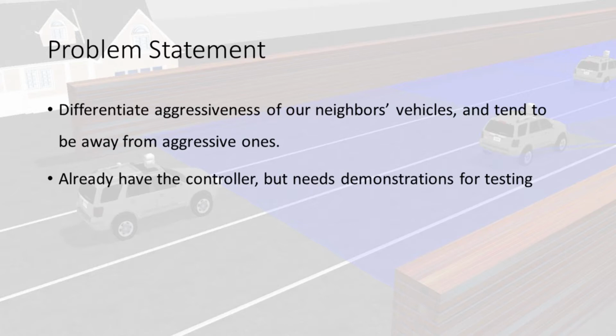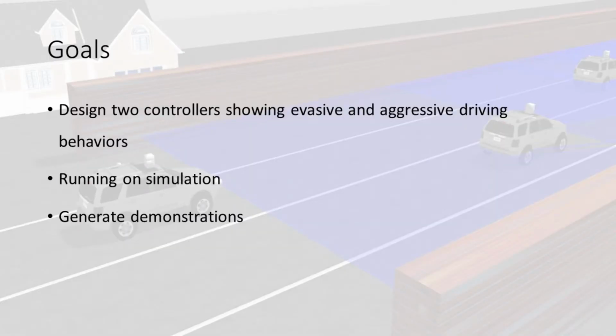My colleague has done working on the controller. This controller involves inverse reinforcement learning methods, and it needs many demonstrations for both aggressive drivers and evasive drivers for testing. What we've done was to write two controllers, evasive and aggressive driving behaviors in different road conditions, run the controllers in simulation, and record trajectories.